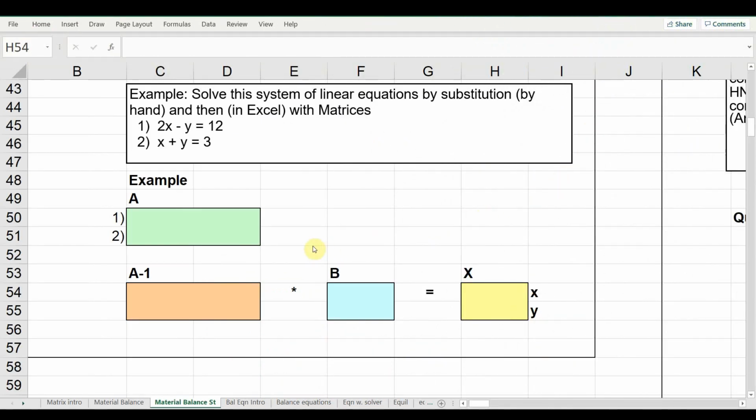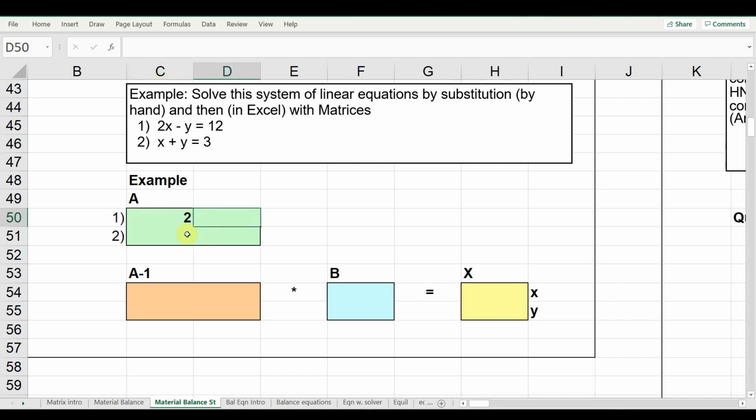This Excel file is called Matrix, and the worksheet is Material Balance. So here are two simultaneous linear equations with two variables. Let's solve for the values of x and y. Let's first create a matrix of the coefficients of the variables.